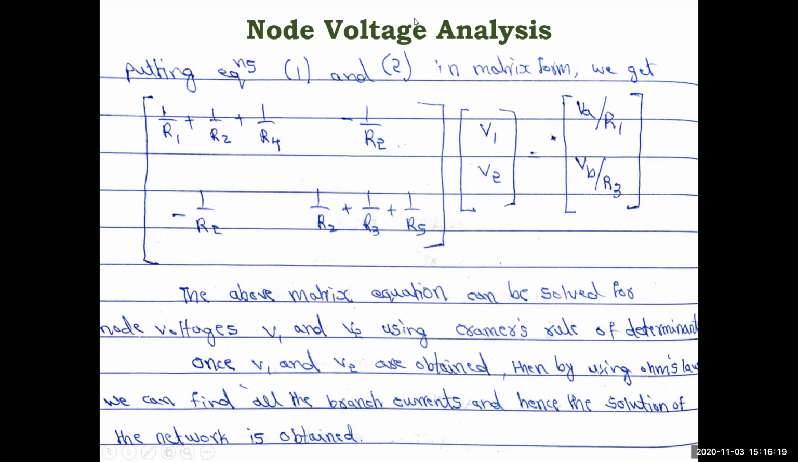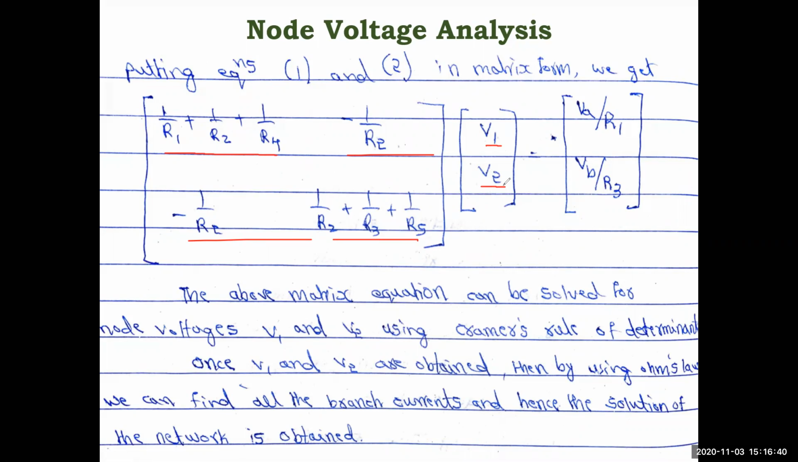Since it is only two equations now, it is a 2 by 2 matrix: 1 by R1 plus 1 by R2 plus 1 by R4, and here you have minus 1 by R2. In the same way here also you have minus 1 by R2, and here 1 by R2 plus 1 by R3 plus 1 by R5. Instead of currents as in the previous case, now you have voltages. That's why it is node voltage analysis, as opposed to mesh current analysis.